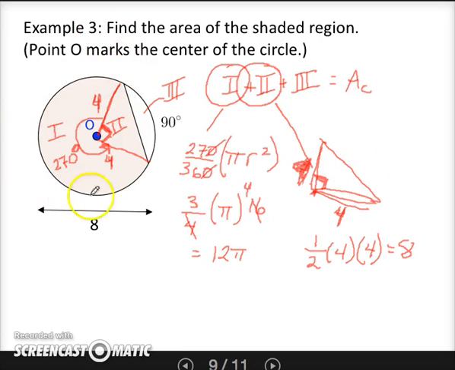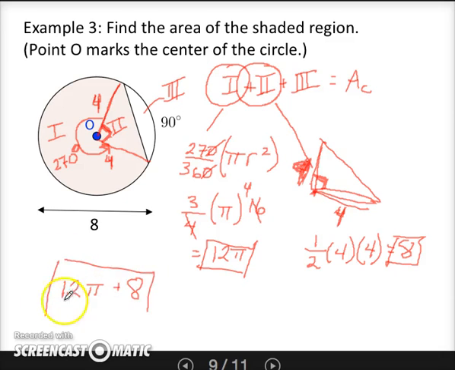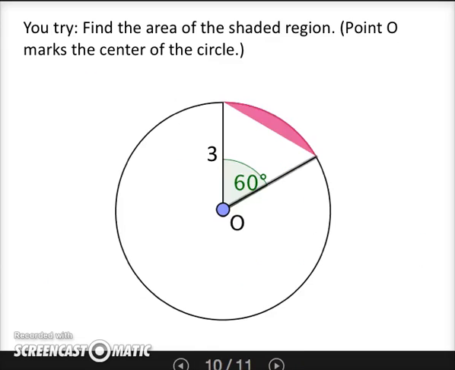Now, since we're asked for the area of just the shaded region, we actually don't need to worry about the area of region 3 or the area of the entire circle. Starting off by writing down the area addition postulate is useful, but in this case, we only need 1 plus 2. So I'm going to stop right here and write down my answer, which is the area of region 1, 12 pi, plus the area of region 2, which is 8. And that's my answer. You try. Find the area of this shaded region.